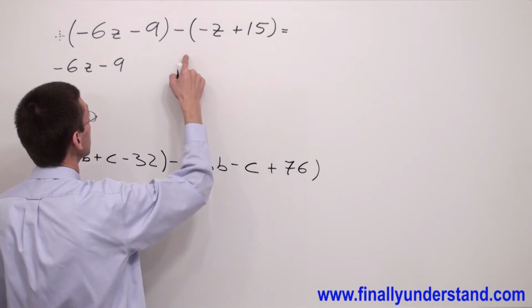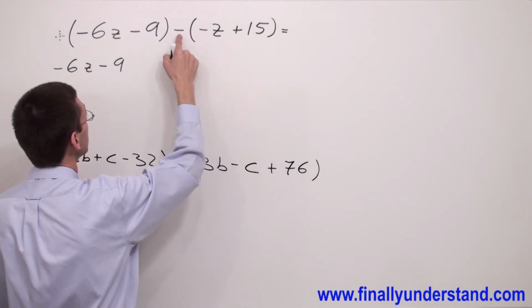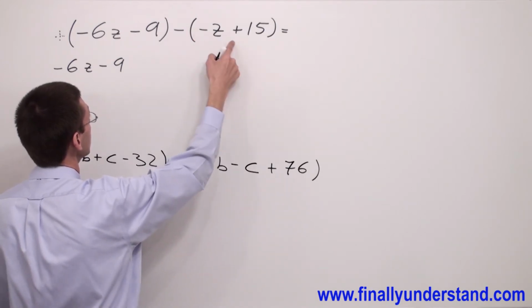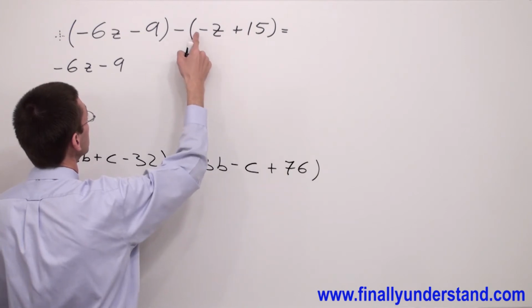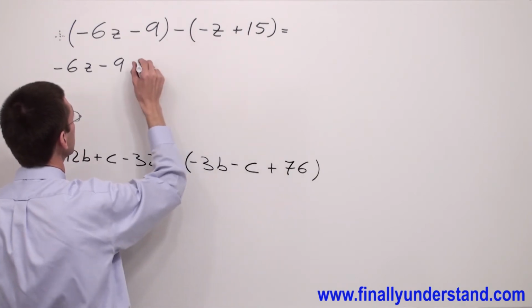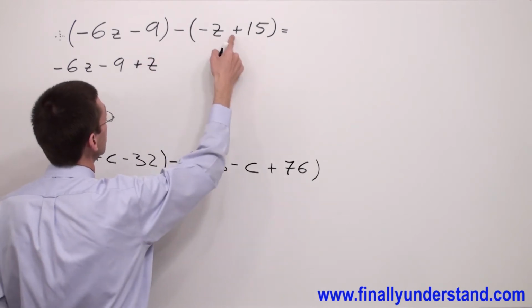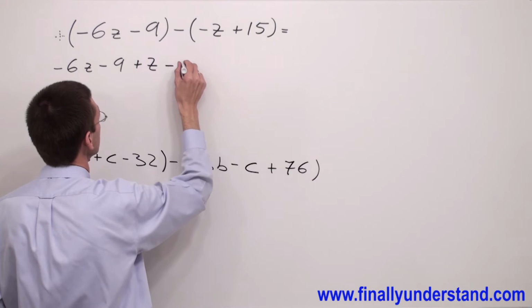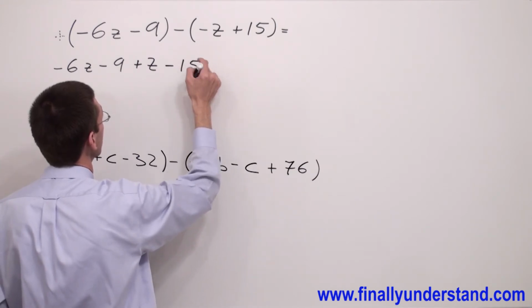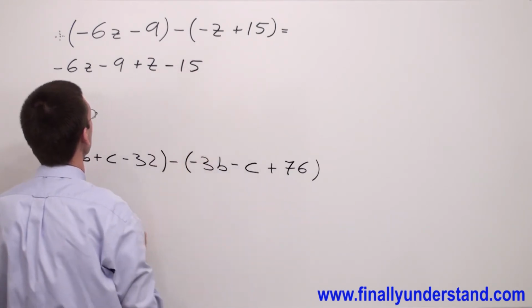Why? Because I simply multiply this negative sign by every single sign inside of the parentheses. Negative times negative gives me positive. That's why I have positive z over here. Negative times positive gives me negative 15. Okay, and I eliminated the parentheses.